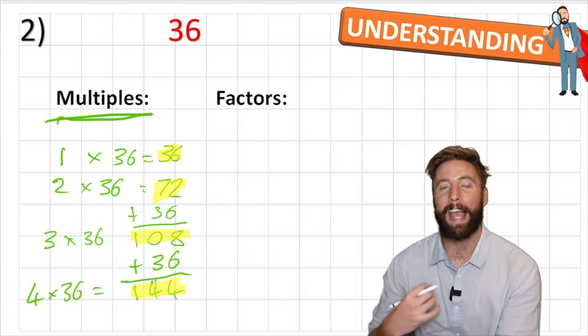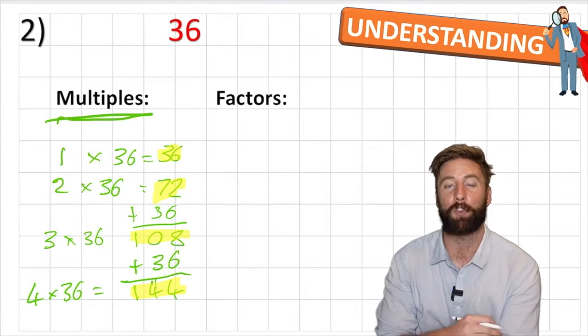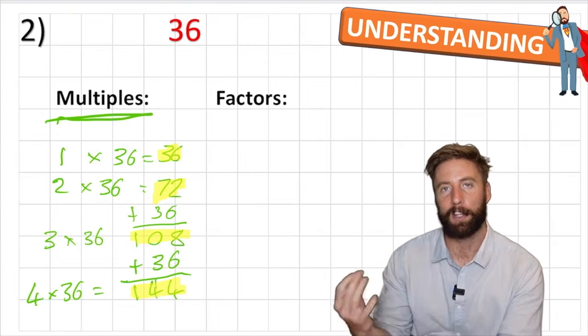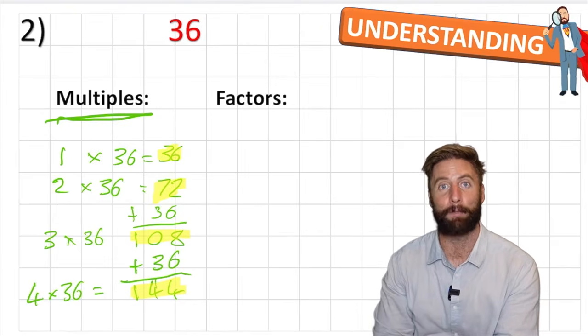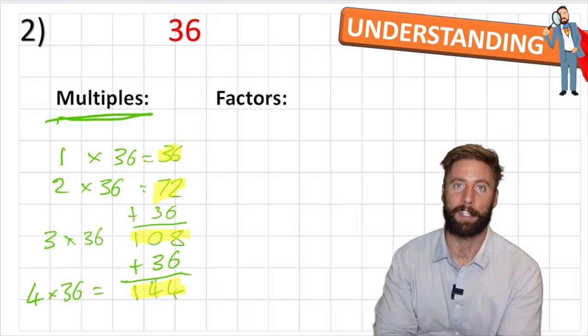I could do 10,153,622,112 times 36. That's going to give me an answer, and that is a multiple of 36. So we could go on forever. And don't forget negatively as well.